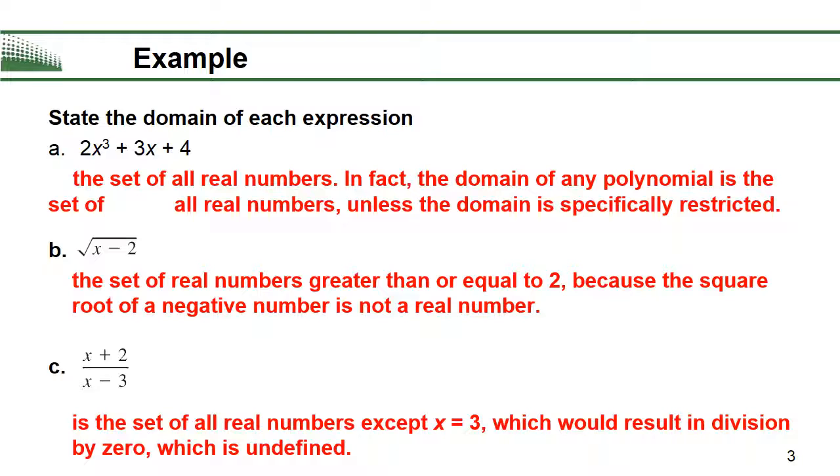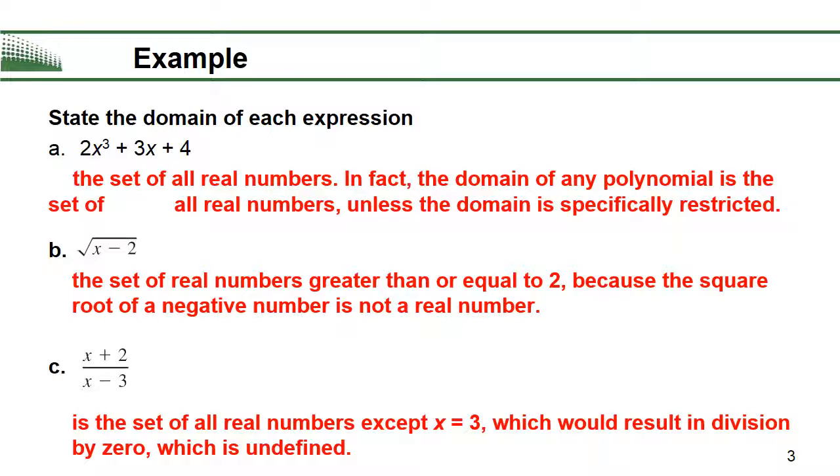Okay, B, we've got a square root, and what you need to remember with roots, specifically even roots, is that you cannot have a negative number under that radical sign if the root is even. So we need to take out all values that are going to give us a negative. Now 0 is fine. So as long as x is greater than or equal to 2, we're good. Anything less than 2 is going to give us a negative.